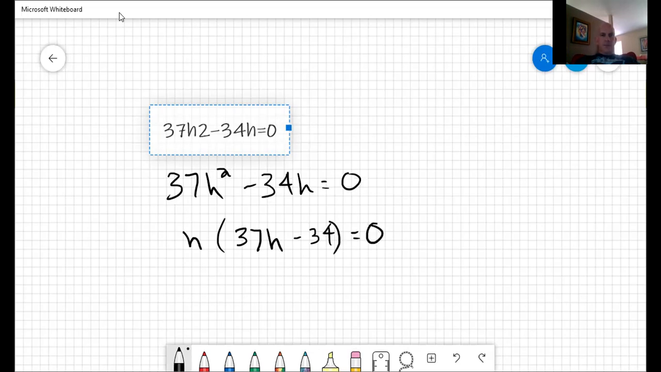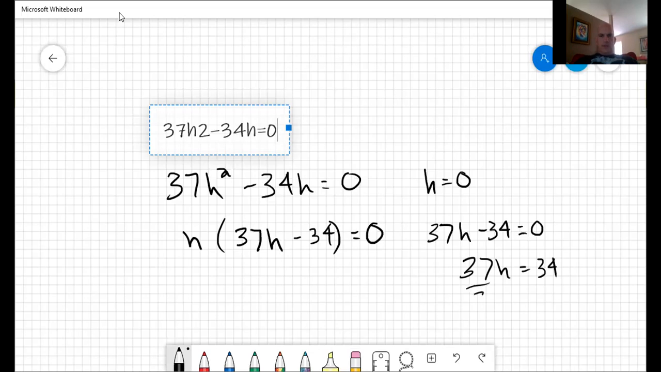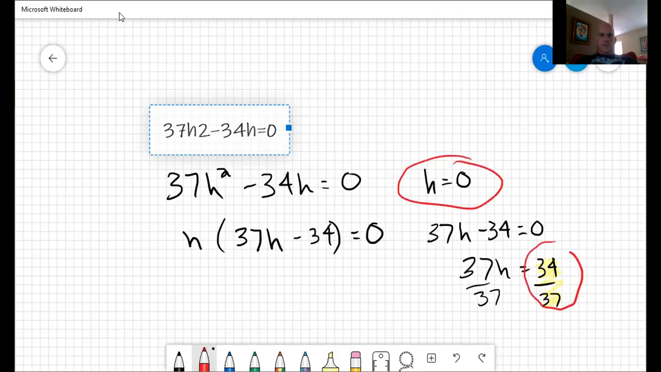All right, again, setting these equal to zero, we've got h equals 0, that's one solution. And then the second one would be 37h minus 34 equals 0. This one we have to solve actually. So we would add 34: 37h equals 34. Then divide by 37. And that, 34 over 37, would be our second solution.